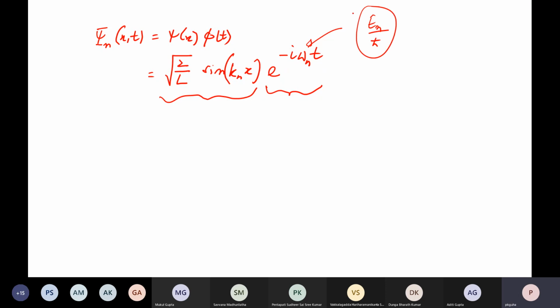So minus i omega n t is the time dependent part, and this is the space dependent part. Okay, so this is the spatial part, and this is the temporal part or time dependent part, right? So this is the solution for the entire total wave function. You can also write it in a little bit different manner.